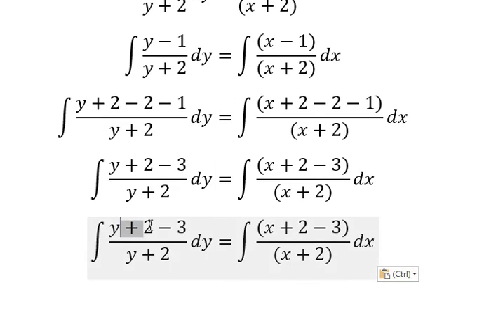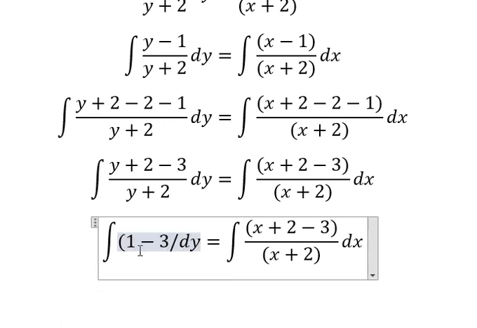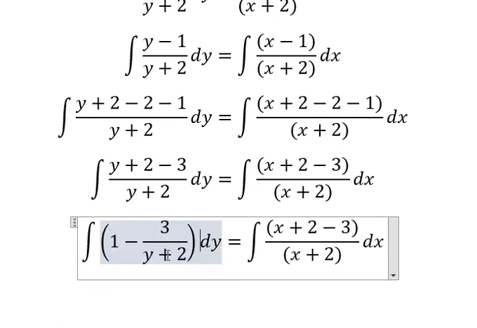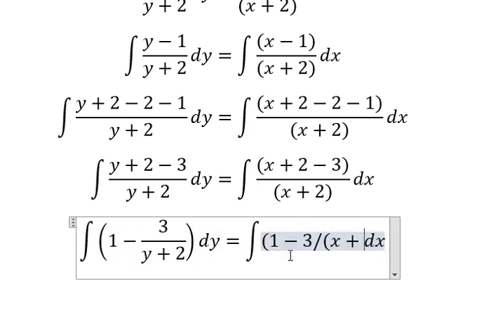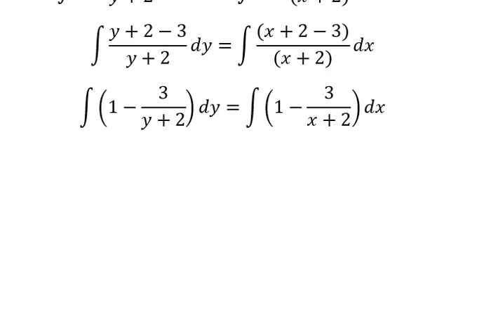So y plus 2 divided by y plus 2, we have number 1. Similar for this one. And now we have the final answer.